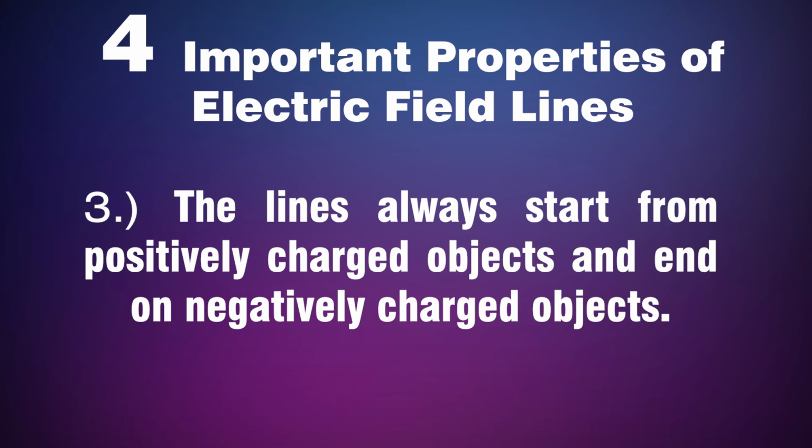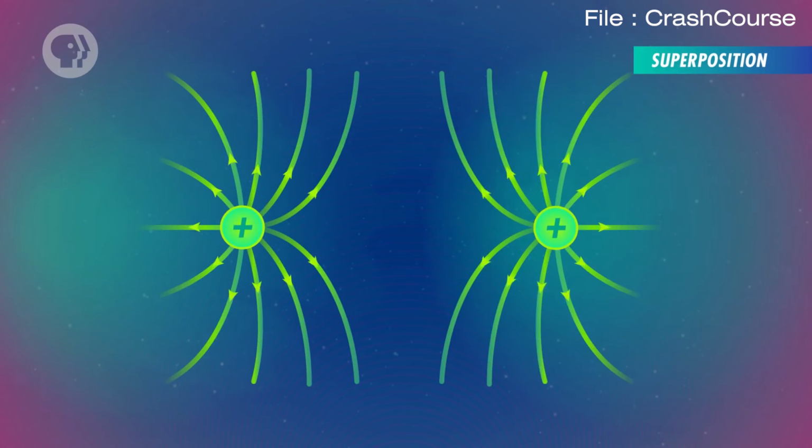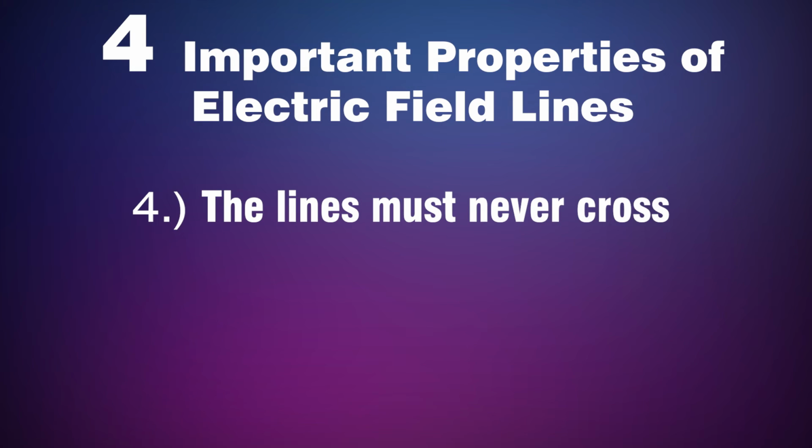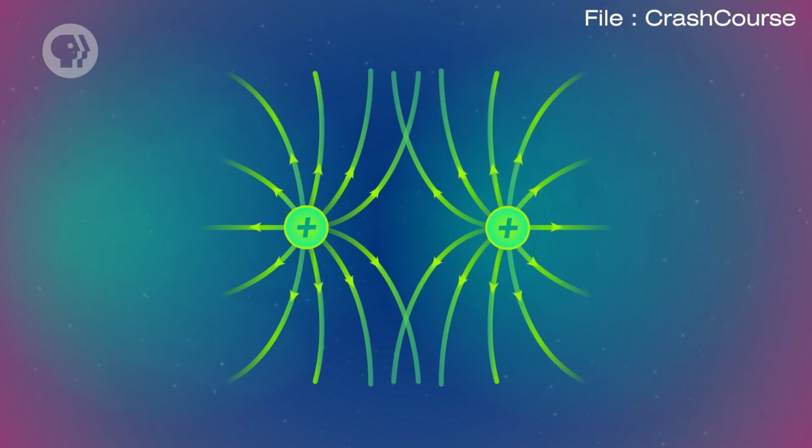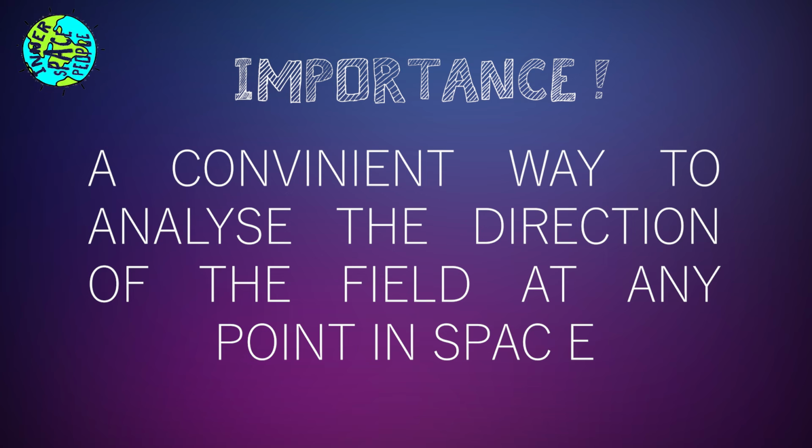The third property is that the lines always start on positively charged objects and end on negatively charged objects. But if there are no negatively charged objects nearby, then the lines will just keep going infinitely, searching for a negatively charged object. Lastly, the fourth property states that the lines must never cross. These lines don't literally exist, but they are a convenient way to analyze the direction of a field at any point in space. So to make these things useful to us, we must step into electric potential.